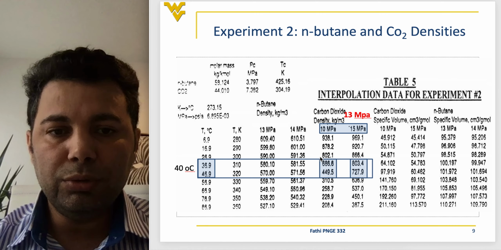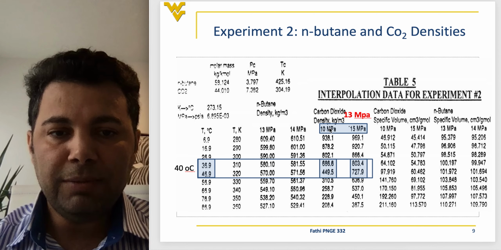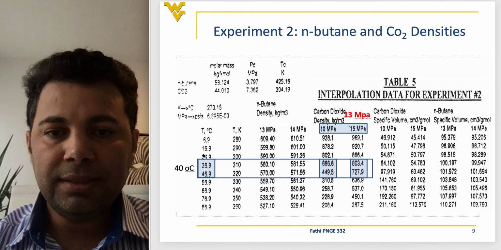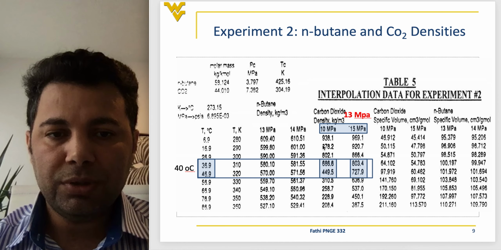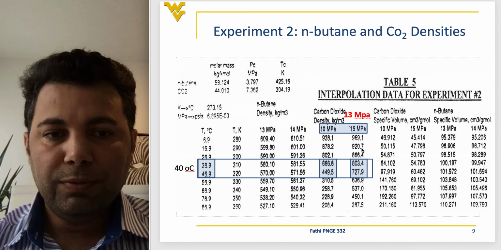But what you can do is the linear interpolation. You can say at 16.9 and 10 megapascal, I have a density of 878. At 26.9 and 10 megapascal, I have a density of 802. What would be the density at 22 degrees C and 10 megapascal? So you do the linear interpolation between these two numbers, and you get the density of the CO2 at 22 degrees C and 10 megapascal. You repeat the same for 15 megapascal. So you do the linear interpolation between these two numbers for 22 degrees C.